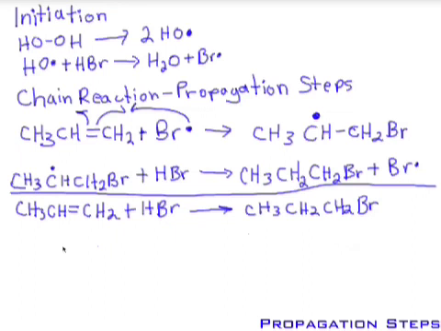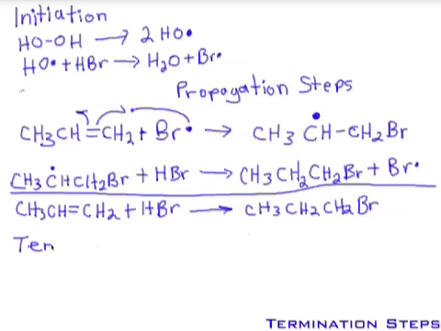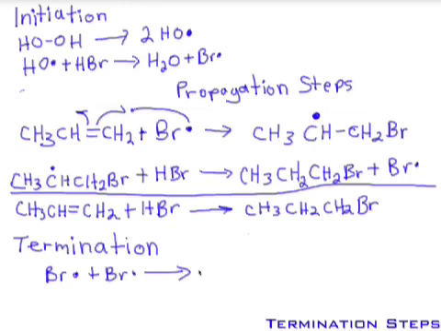The chain reaction, which is better referred to as propagation. The propagation steps. Now, the last steps which destroy the reaction and end it are called termination. In a radical reaction, termination steps, such as two bromine radicals crashing together, would kill the reaction because no bromine radical would be available. That would produce Br2.